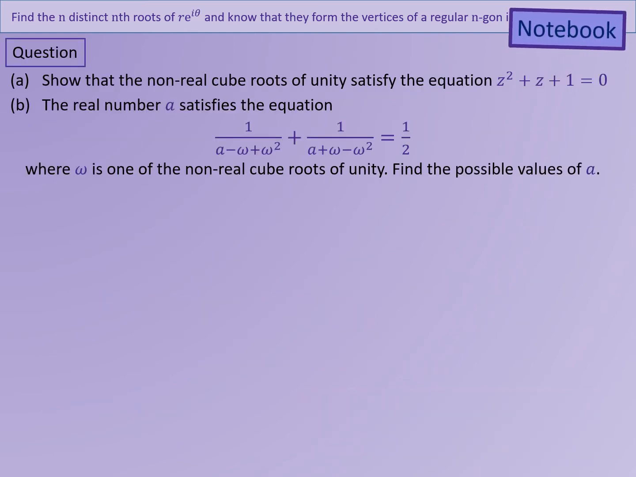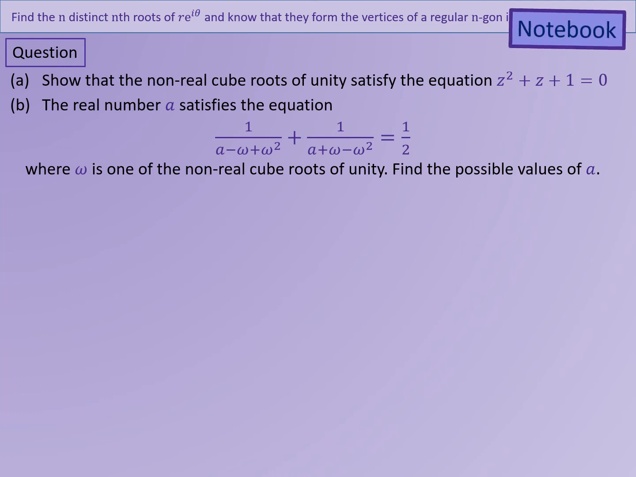Okay, right, so let's have a look at an example. So grab that down in your notebook. By all means, pause, have a go yourselves. If you don't want to, by all means, just follow this first one through. So show that the non-real cube roots of unity satisfy this equation. So we'll just have a look at that in a second.